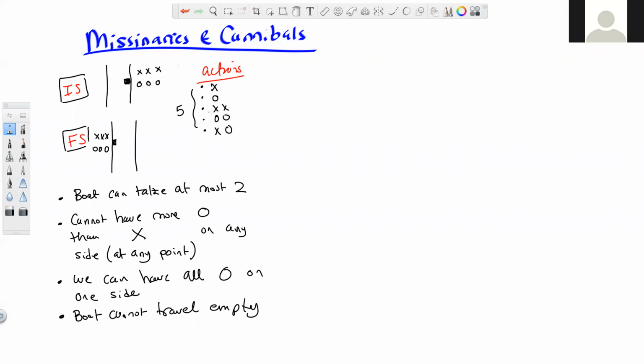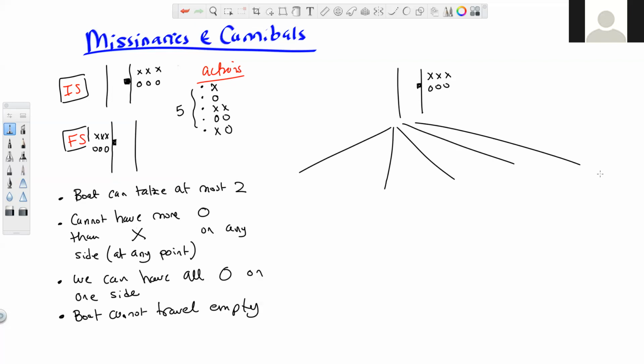Okay, I want to do the first level of the search tree, because I would like to use it to illustrate a number of points. We're starting here, and we have 3 X's and 3 O's on this side, and that's where the boat is. Now, we talked about 5 possible actions that we can do, and I'm going to look at what happens for each one of them. So let's say here I did X, O, double X, OO, and here X and O. These are the 5 possibilities.